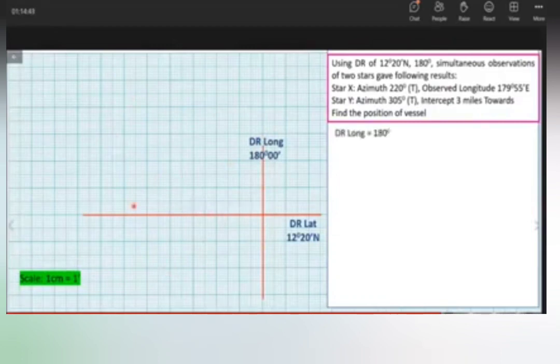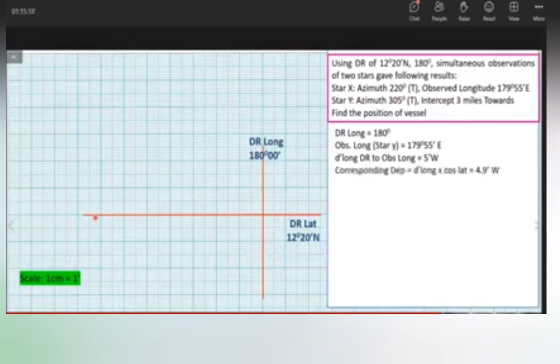Now, DR long is 180 degrees. Observed long by solving star X sight is 179 degrees 55 minutes east. So if I have to plot observed long with respect to DR long, which has already been plotted, the D long between the two is 5 minutes west from DR to observed long. That means observed long shall be plotted west of the DR long. But the spacing has to correspond to departure. So we find the corresponding departure, and the departure is found to be 4.9 minutes west.